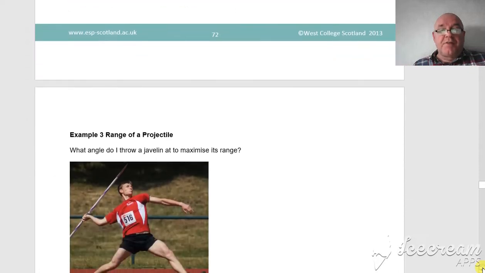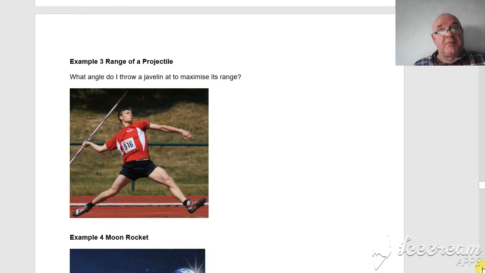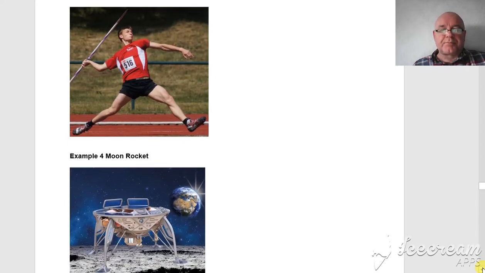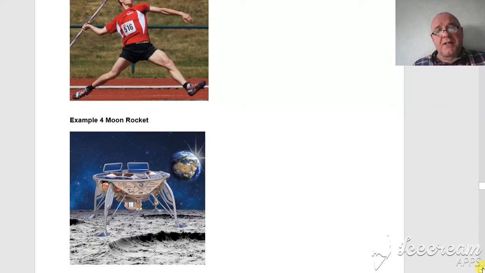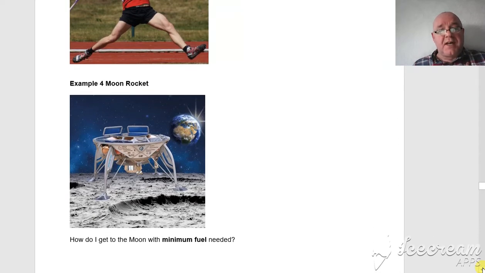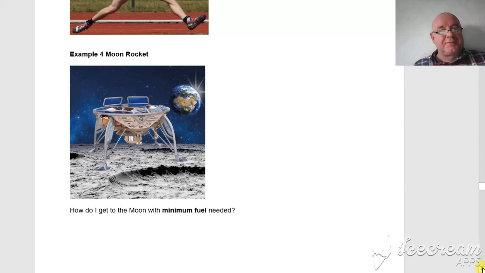Another one you could think of is the range of a projectile. What angle do I throw a javelin at, for example, to maximize its range? Now in dynamics you find out that's 45 degrees, but how do you actually prove that? And then one that I had to work on at Glasgow, which is a moon rocket. Our team had to work out how do you get a payload, a rocket in this case, a spacecraft, to the moon for minimum fuel. And that turned out to be a really difficult problem.